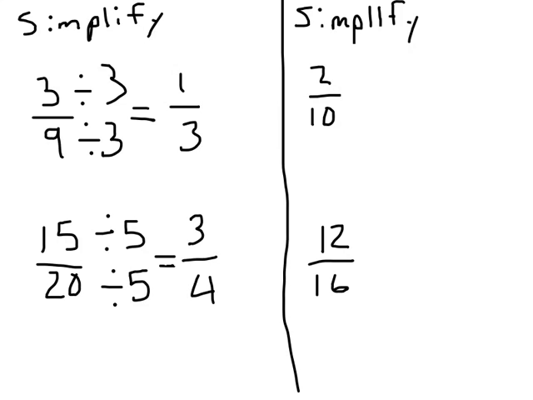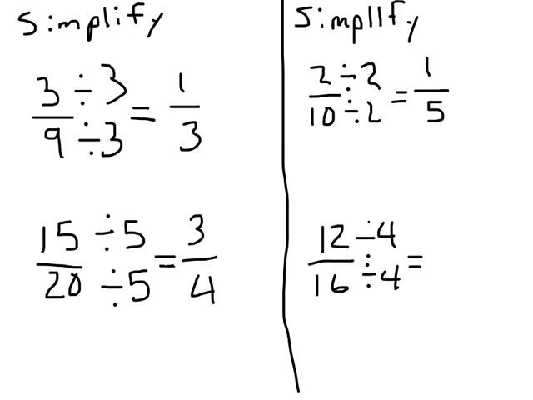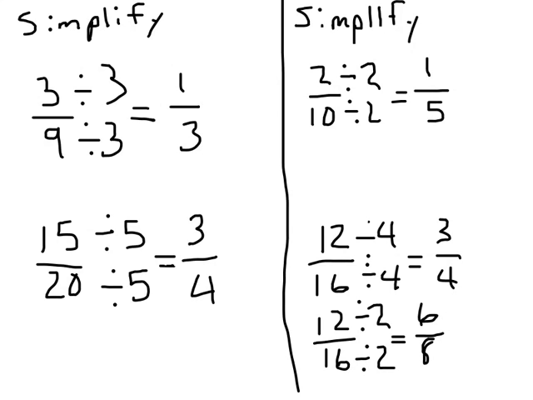Now you try a couple. What's 2/10 written in simplest form? Well, 2 goes into both, and when I divide both by 2, I get 1/5. What's 12/16 written in simplest form? Well, 4 is the largest number that goes into both, and when I divide, I get 3/4. If I started by dividing both by 2 and got 6/8, I could simplify by 2 again to get 3/4.